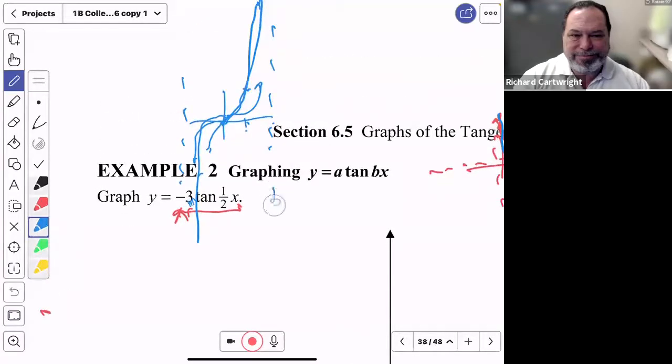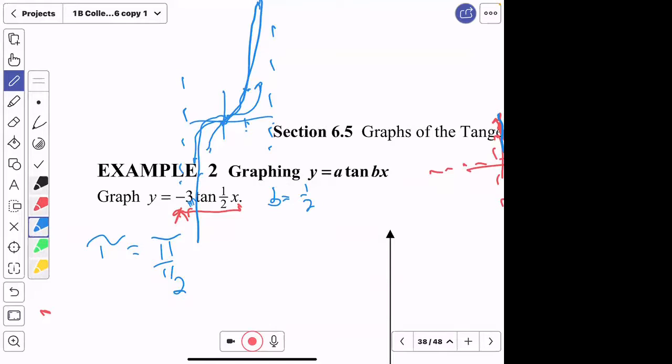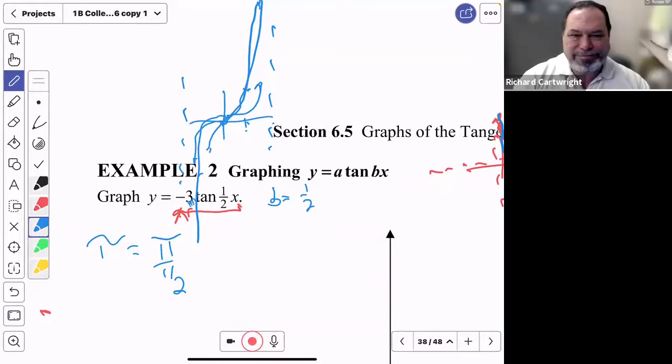I do care about B. B is a half. So my period is pi divided by a half. What is pi divided by a half? Anybody? Pi divided by a half. 2 pi. It is 2 pi. Who was that?